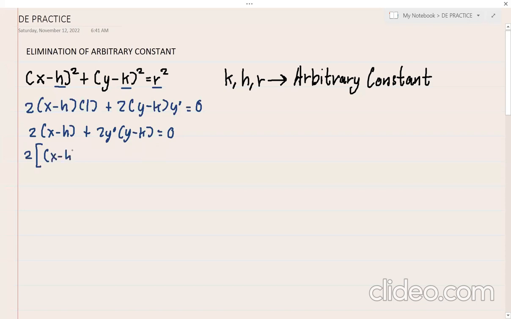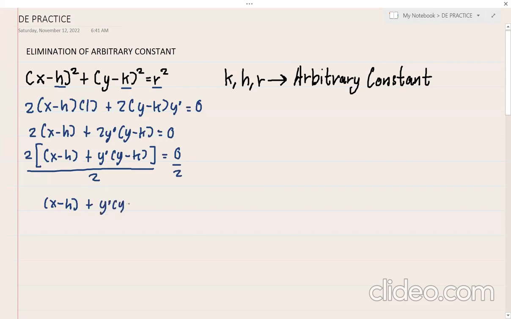So we will have quantity x minus h plus y prime times quantity y minus k is equal to 0. So to remove 2, we will divide both sides by 2. So we now have quantity x minus h plus y prime times quantity y minus k is equal to 0. And since x minus h is inside a parenthesis and has no coefficient except 1, then we can remove the parenthesis. So we will have x minus h.